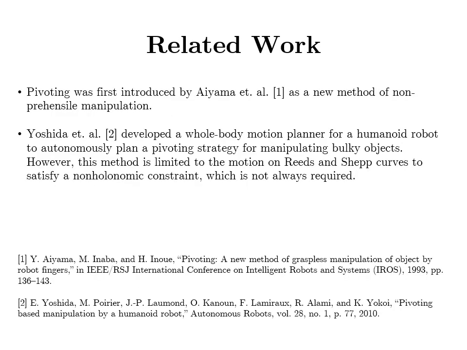Pivoting was first introduced by Aiyama as a new method of non-prehensile manipulation. Based on this method, Yoshida developed a motion planner for a humanoid robot for manipulating bulky objects by pivoting. However, this method is limited to motion on rods and shape curves to satisfy non-holonomic constraints, which is not always required. Therefore, they propose a general gate planning method as an optimization problem by defining the intermediate poses and using a screw linear interpolation to manipulate the object by gating between any two arbitrary poses.